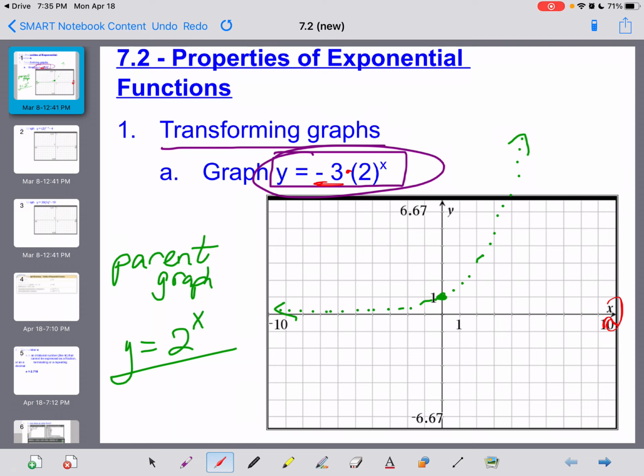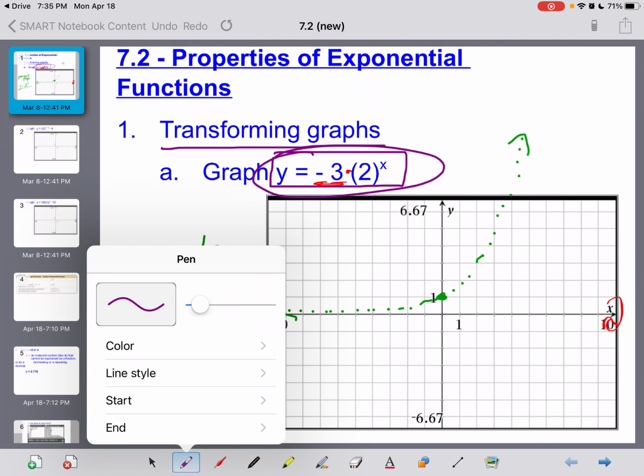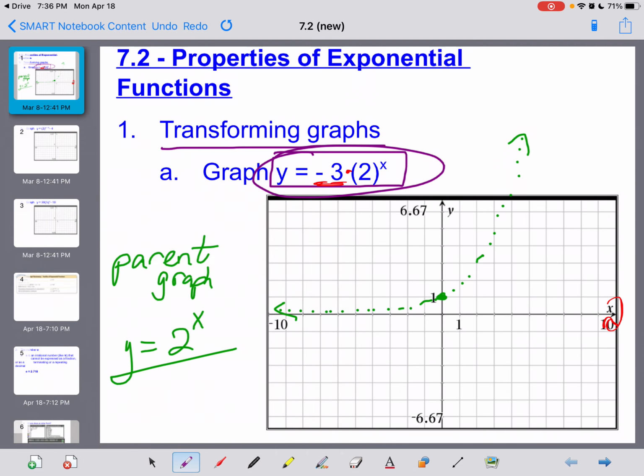The other thing is the presence of that 3 in front is going to stretch this graph vertically and make it a little bit taller. So what that's really going to do for us, guys, is that our starting point, instead of being right here at the ordered pair (0, 1), is now going to get multiplied by -3. If we multiply that y value by -3, we're going to begin this graph right here at (0, -3). I got that by multiplying this 1 by that -3.